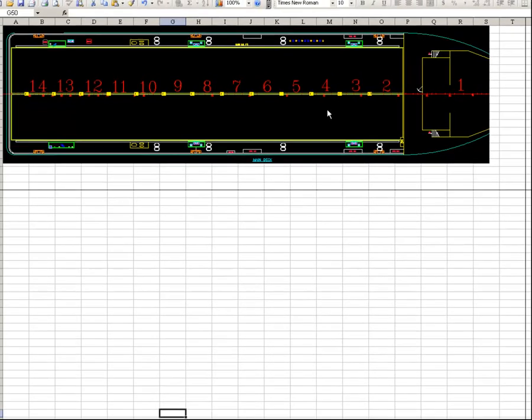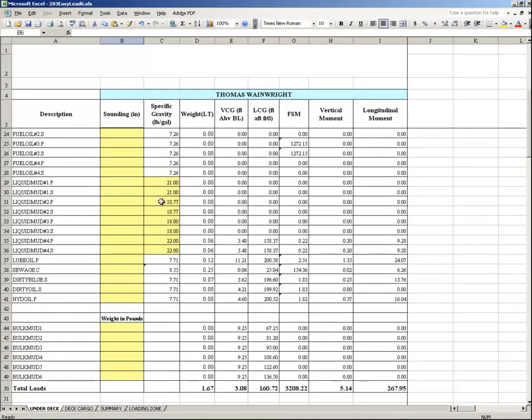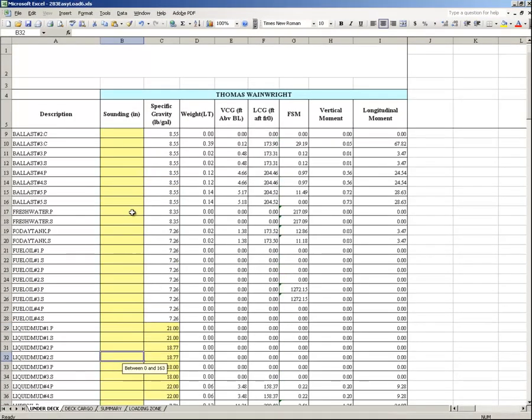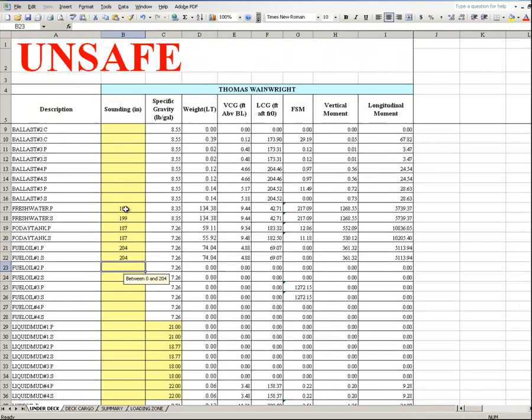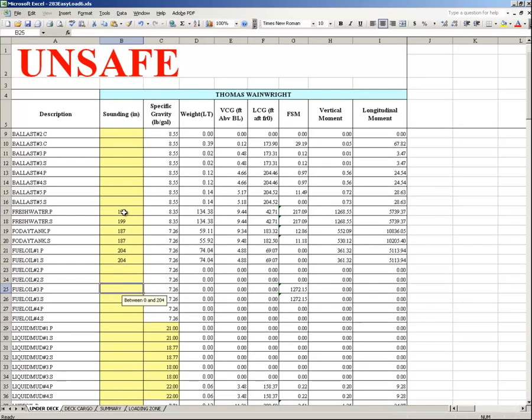Now let's try a sample load condition. Departure at full load condition with underdeck and deck cargo. The freshwater and fuel oil tanks are most likely full. During loading the boat, the unsafe sign can show up on the screen because of high trim value. It will disappear while other tanks are filled and the trim is corrected. Fuel oil number 1 tanks can also be full in order to have extra fuel for a longer travel time.